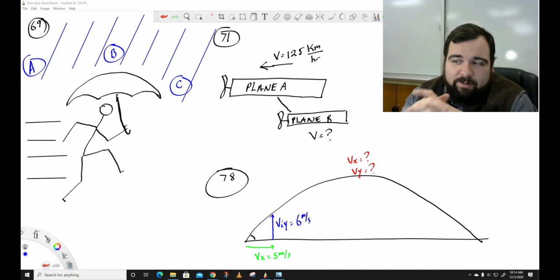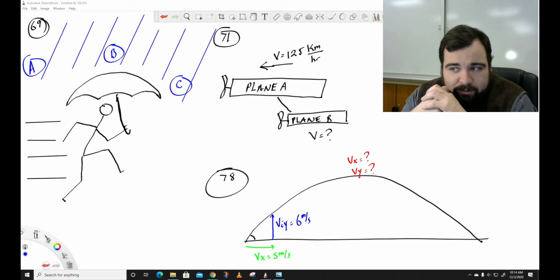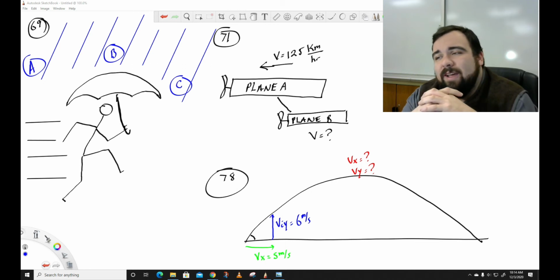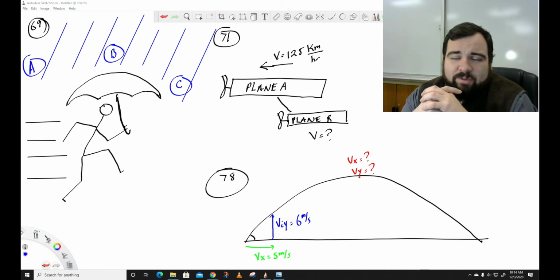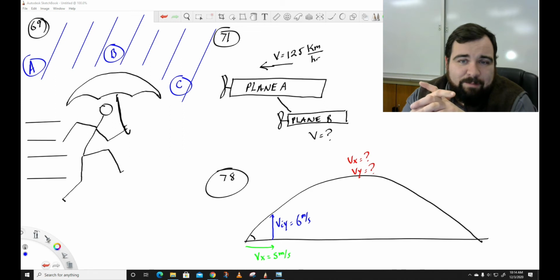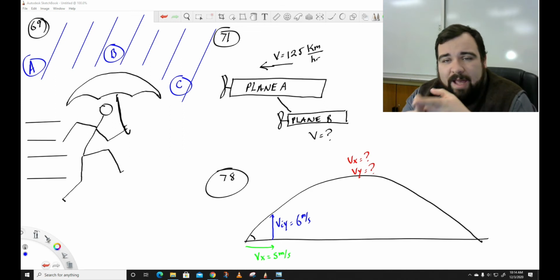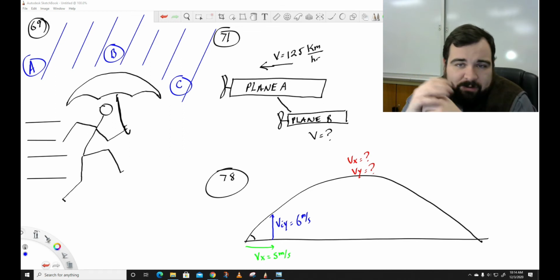Now for 71, we have two planes, one of which is refueling from the other one. So plane B is being refueled by A. You're told that plane A is traveling at 125 kilometers an hour. That's how fast it's flying. We're asked two questions. What is the relative velocity of plane B related to A and related to the ground?